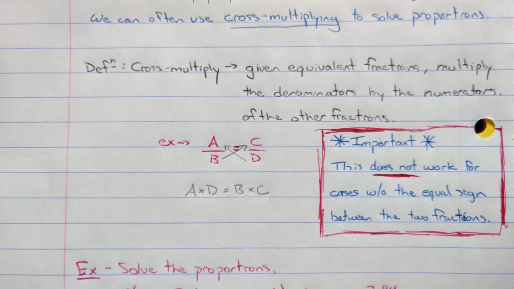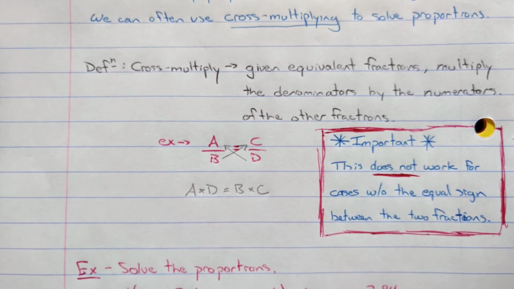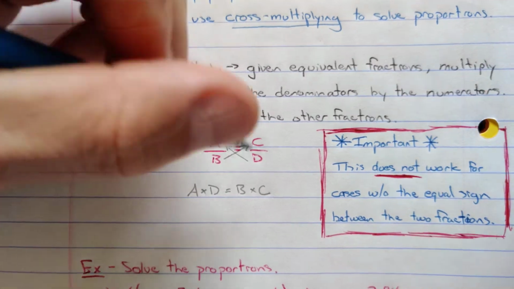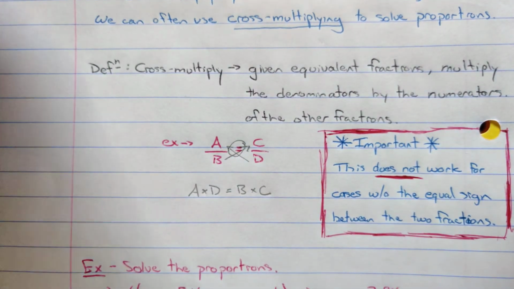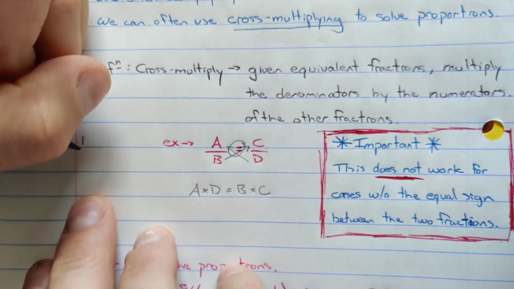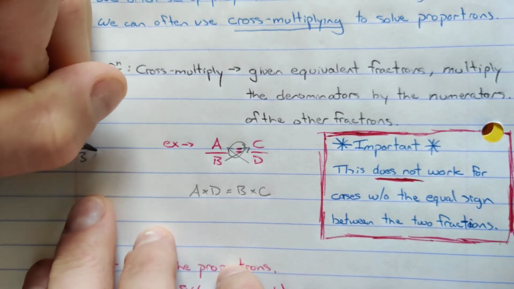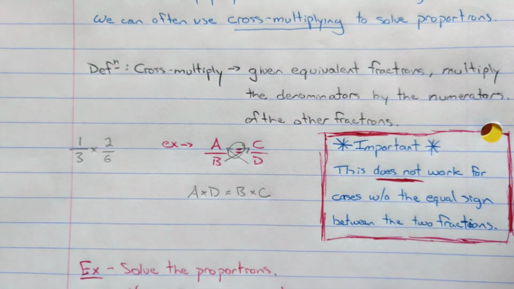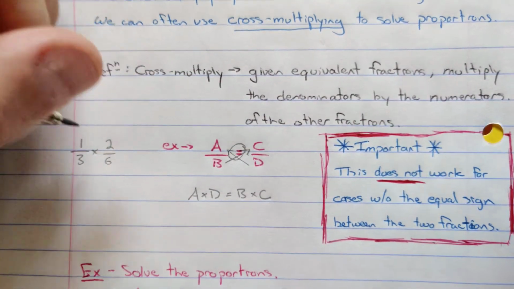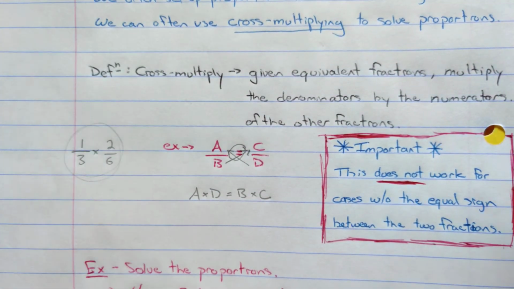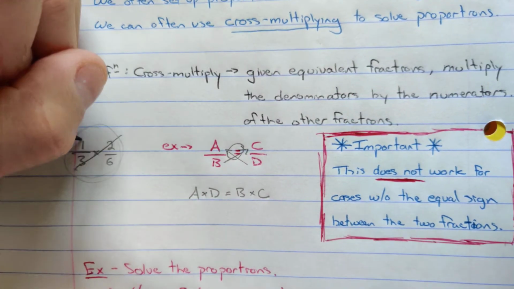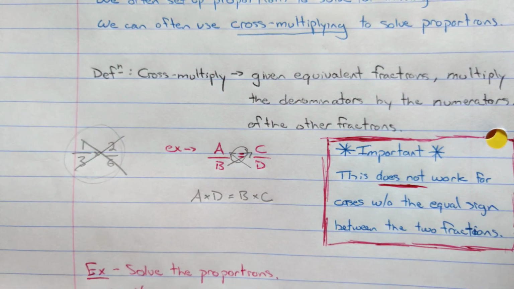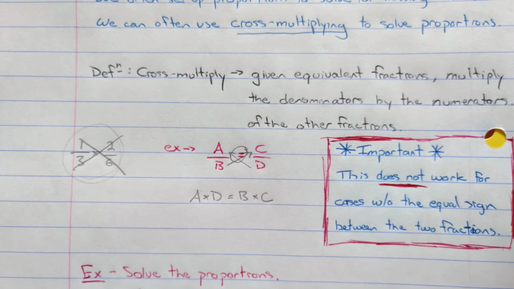And now it's important to note, because people get confused with this, it does not work without the equal sign. If that equal sign is not there, it doesn't work. If you have 1 over 3 times 2 over 6, you cannot cross multiply these. This is a fraction multiplication. This is not cross multiplication. So you cannot cross multiply those.